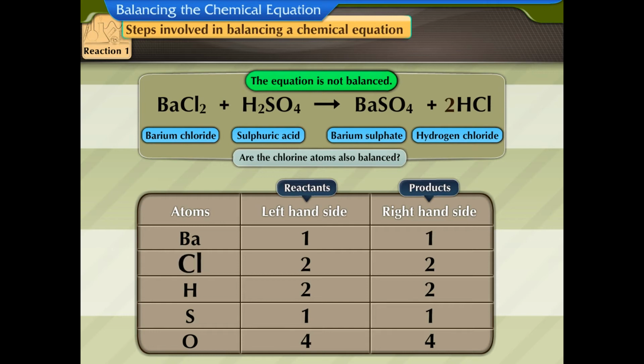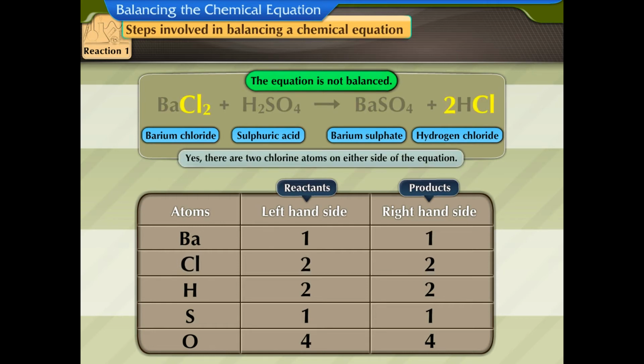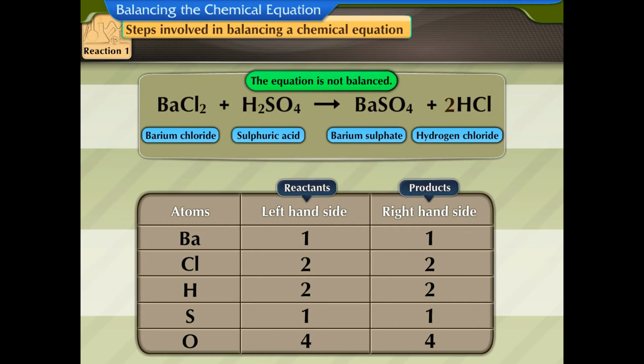Are the chlorine atoms also balanced? Yes, there are 2 chlorine atoms on either side of the equation. The number of atoms of each element on the left-hand side is equal to the number of atoms of each element on the right-hand side. Hence, this equation is balanced.